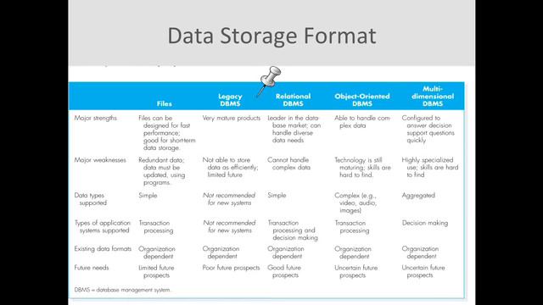Data formats, this is just a list of the major strengths, weaknesses, supported data types, types of applications they support, and the future needs of the different data formats. We actually have this listed in a report, so we're just going to briefly go through. The major strength of the file system is that it does have a lot of performance with it. Major weakness is redundancy. Supports a simple data format, data type, used for transaction processing. Data formats are organizational dependent. They have very limited future prospects.